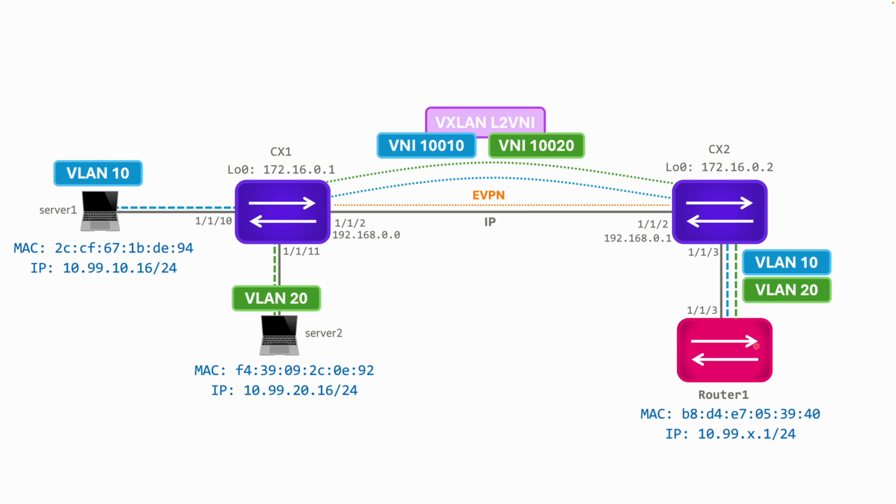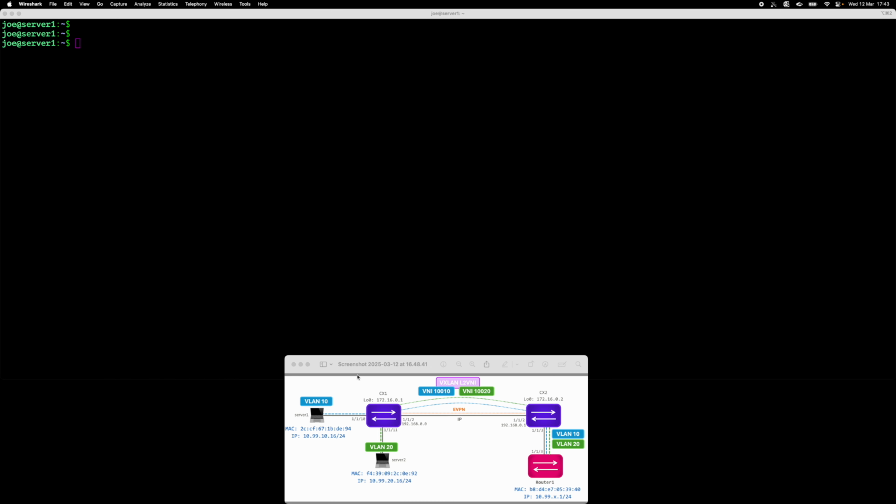So let's say router 1 has the ARP cache for server 2. It will forward the traffic towards 10.99.20.16 with the MAC address of server 2. That will be sent across VLAN 20 to CX2. CX2 is going to do its forwarding based upon the route type 2 that CX1 has sent it across on VNI 10,020. CX1 will receive that and send it on the locally learnt MAC address for server 2. Okay, well, that was a lot to explain.